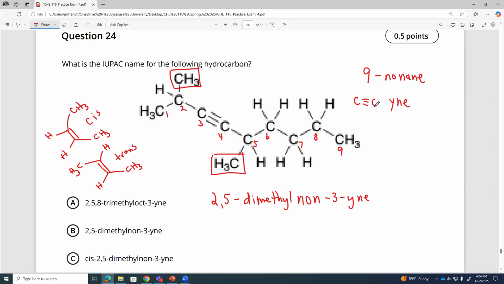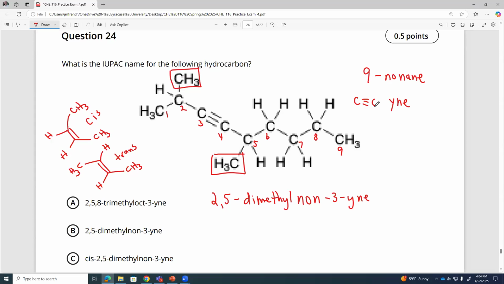Correct. You apply a dimethyl anytime you have 2 methyls. If we had 3 methyls, this would be trimethyl. It doesn't matter if they were on the same carbon or different carbons. So if they were both right here, we would say 2,2-dimethylnon-3-yne, right? Doesn't matter if they're on the same carbon or not.